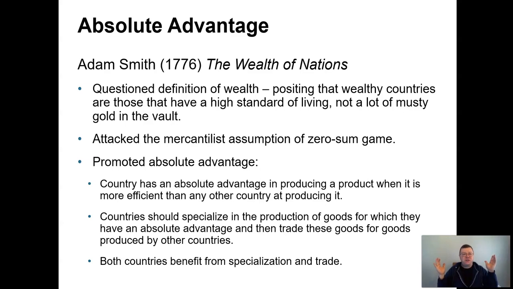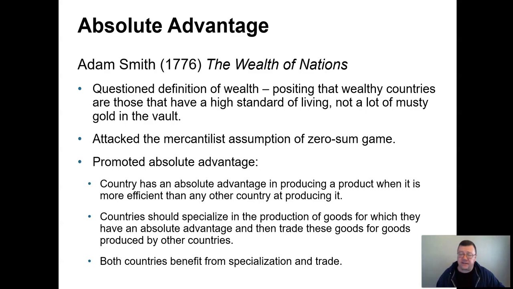Who knows how much gold and silver countries have? It's usually not a very important thing. What is important is the amount of goods and services that countries are producing. And so he came up with this idea of absolute advantage. He said that some countries are going to be better at producing wine.